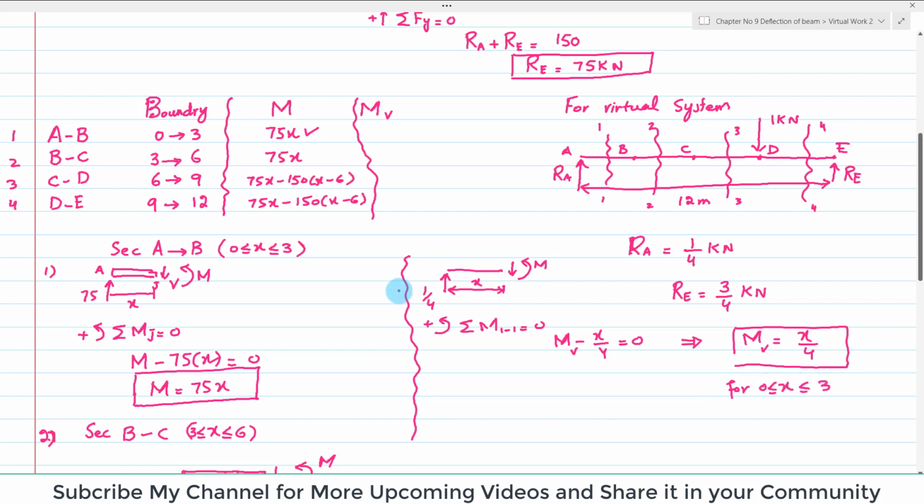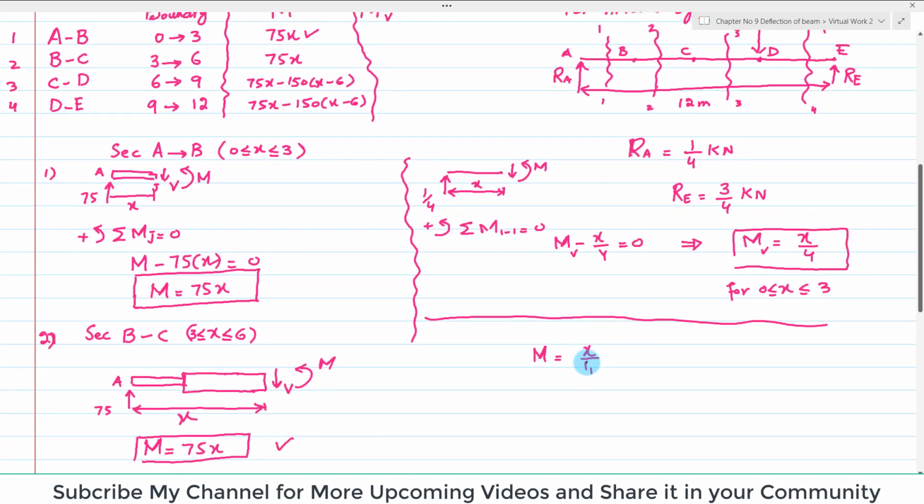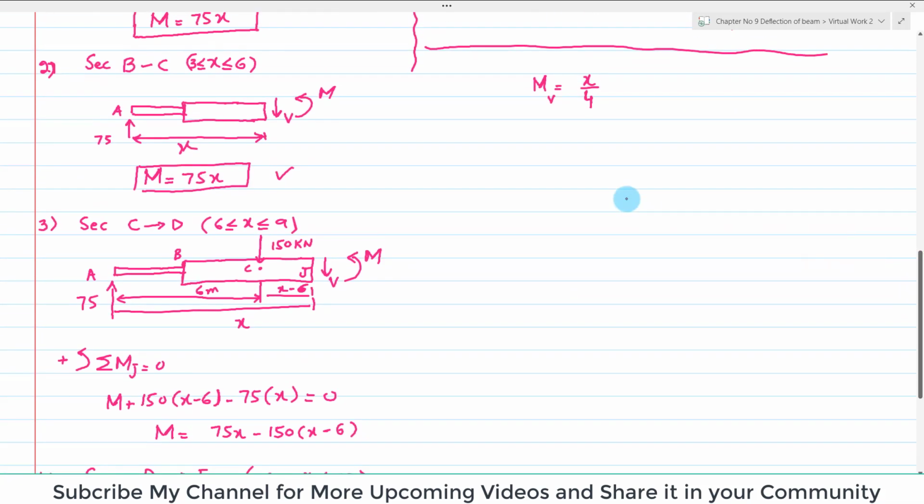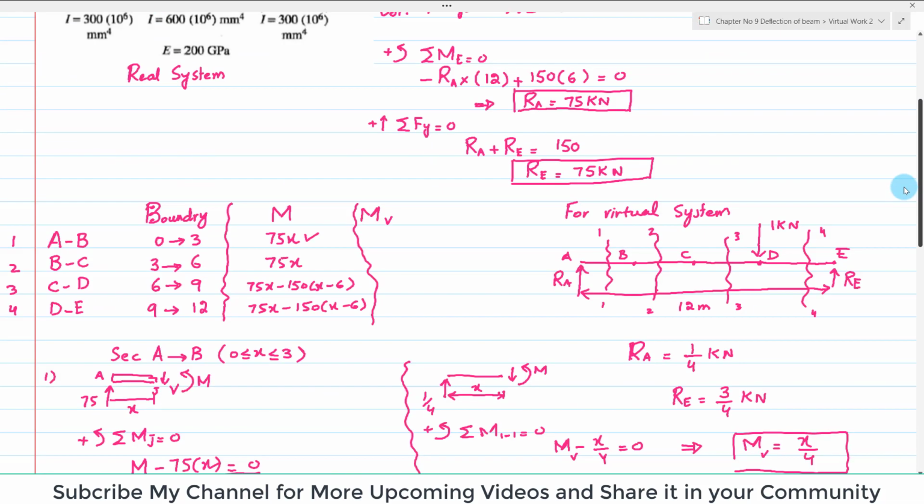Now we will move toward the second part and cut out this section. Again, if you draw the free body diagram, you will get the same moment, because you can see the load does not change from B to C, only the RA force is there, so this moment will be the same. It will again be X by 4. So this is the second virtual moment for this portion, for X greater than 3 and less than or equal to 6. Now we will move toward the third part, and you can see in the third part there is a force.